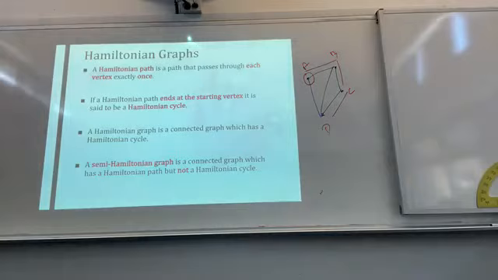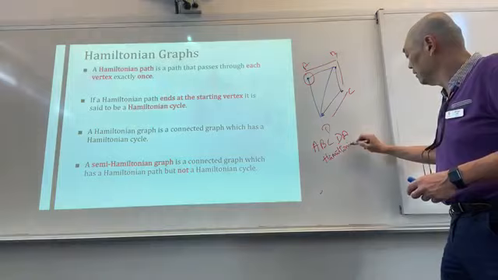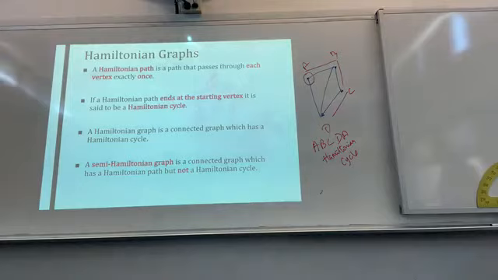If it starts at a vertex and ends at the starting vertex, it is said to be a Hamiltonian cycle. So you start and finish at the same vertex. In this case, A, B, C, D, and A is a Hamiltonian cycle, whereas A, B, C, D is semi-Hamiltonian. A Hamiltonian graph is a connected graph which has a Hamiltonian cycle, which means it passes through every single vertex with no repeats of vertices or edges, and goes back to the same starting point. And a semi-Hamiltonian graph is a connected graph which has a semi-Hamiltonian path but not a cycle.